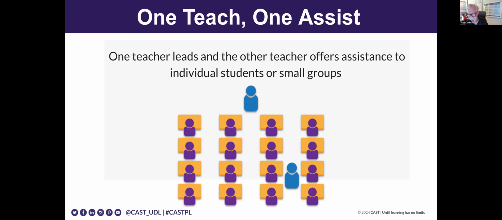Hopefully not all the rows are facing forward, but sometimes that's the way a classroom setting is designed, and maybe one teacher is assisting individual students in the classroom. How do you feel about that, Nupur?